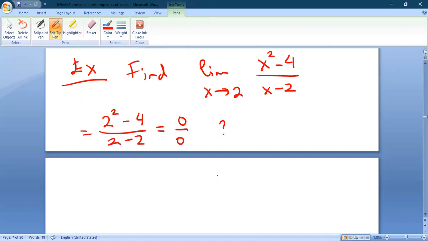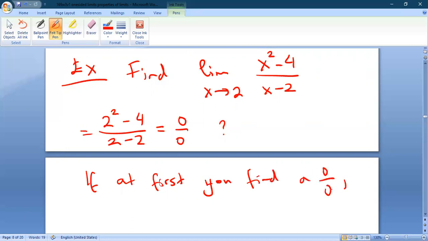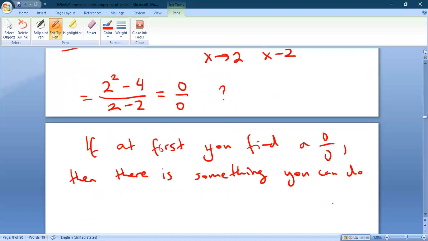If you have a 0 over 0, then that means there is something you can do. If at first you find a 0 over 0, then there is a trick, or let's say something you can do, to calculate the limit. So you just need to know these tricks. So in this case, what can we do?